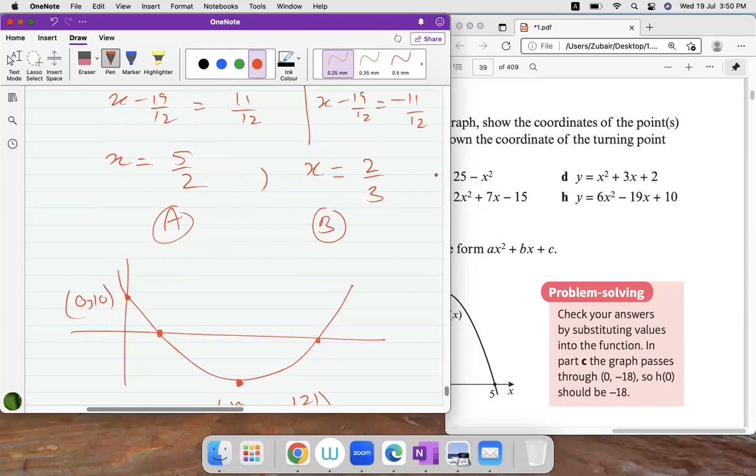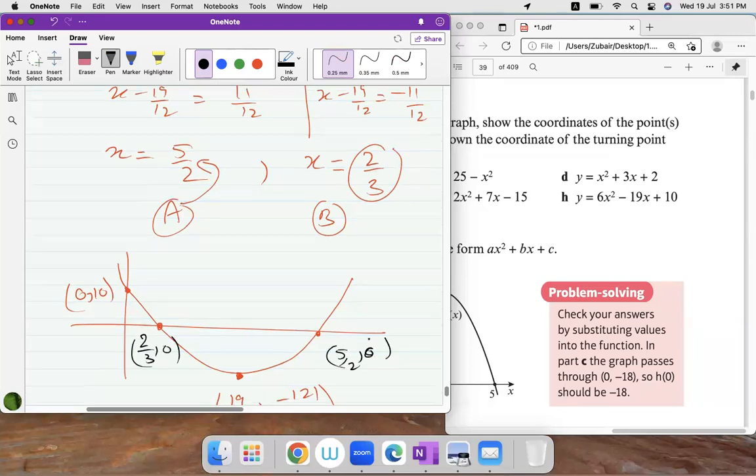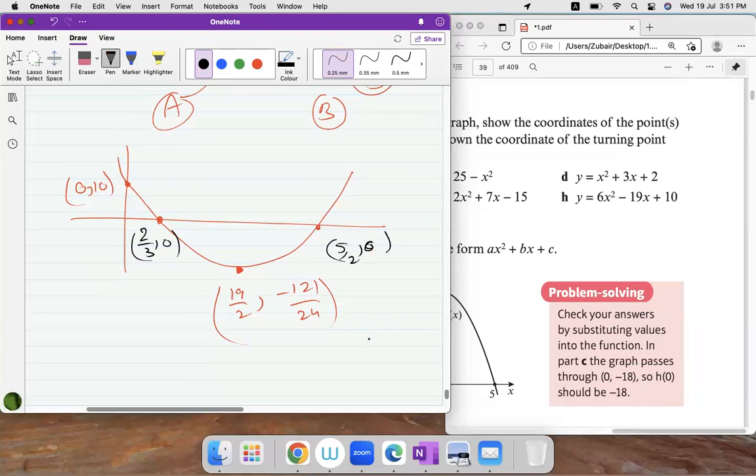Out of these, I should know which is the greater value and which is the lesser. So A is the greater value. This is 2 point something, and this in decimals is 0 point something. So 2/3, and this is 5/2. So 5/2, comma 0, and 2/3, comma 0. This is your complete sketch: the turning point and 3 points of intersection, 1, 2, 3, and the turning point.